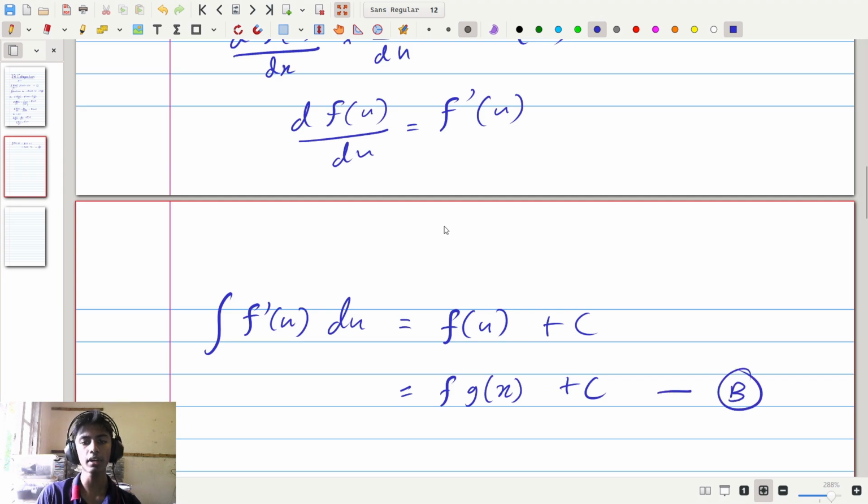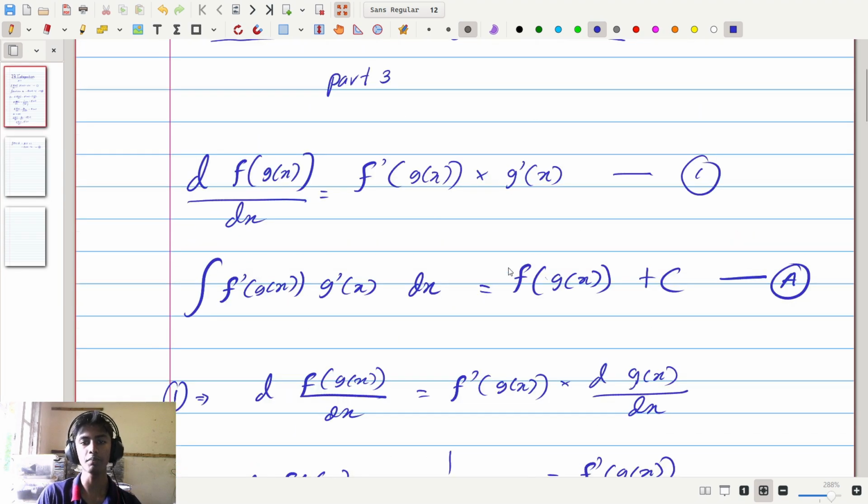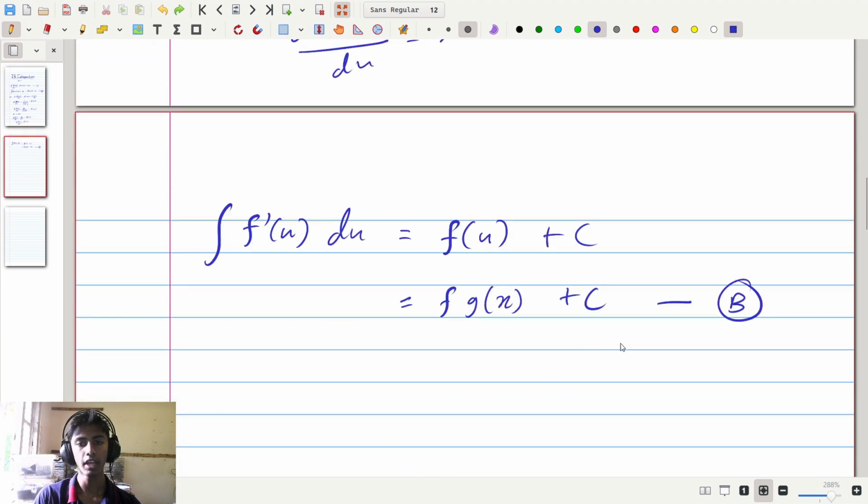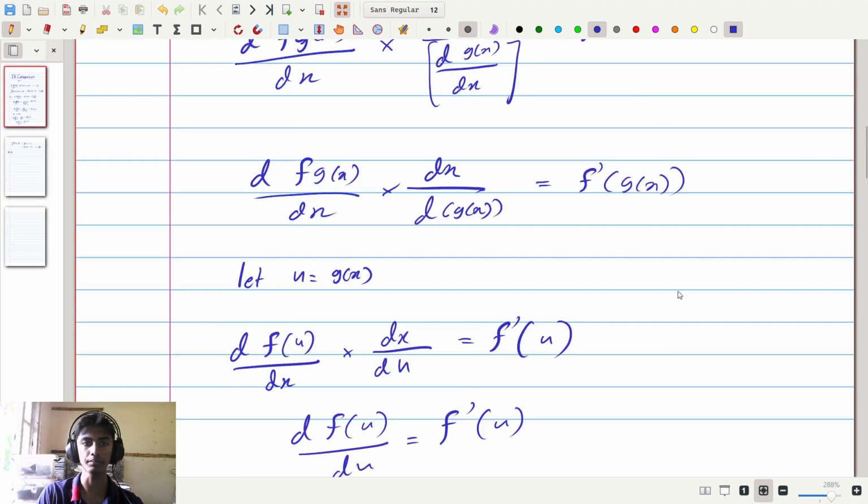Now take a look at expression a and expression b. Expression a gives us that this integral on the left here is equal to f of g of x plus c. Expression b gives us that this integral here is also equal to f of g of x plus c. So from this we can see, from a and b, that both of these integrals are in fact equal to f of g of x plus c.